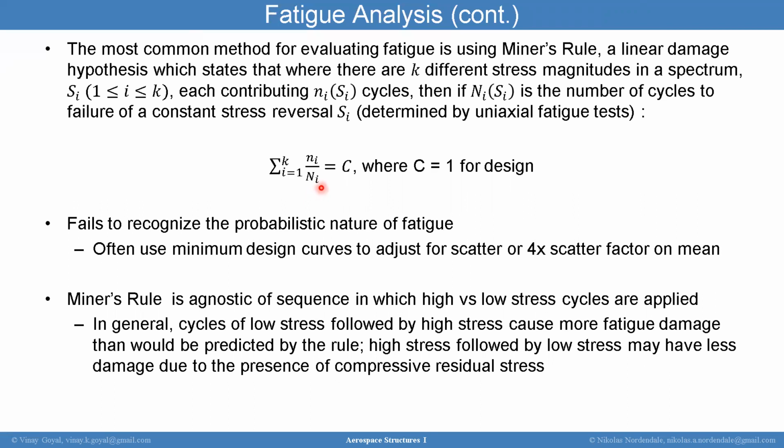And what you do is you calculate the number of cycles to failure due to a particular stress level. Say that I have stress level number i. You calculate the number of cycles to failure for that, and then you know the number of cycles at that stress level. So then you take that ratio and add it over all the different types of stresses you may have. And you want to make sure that this value of C is at least less than one. You can apply a factor of 4 to that because of scatter in the fatigue data, and then you will have a C of 0.25 as an example.